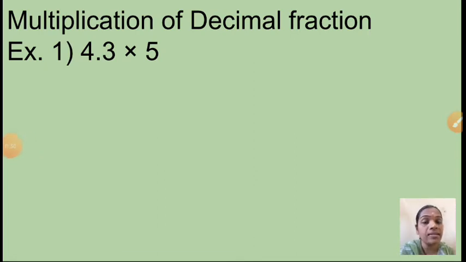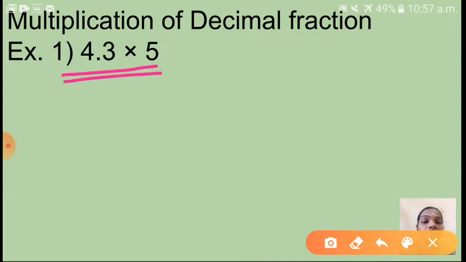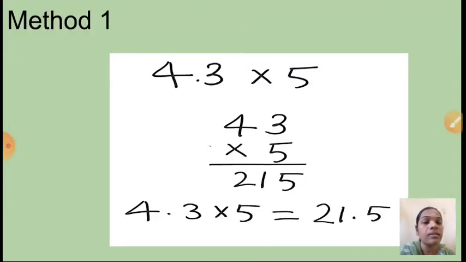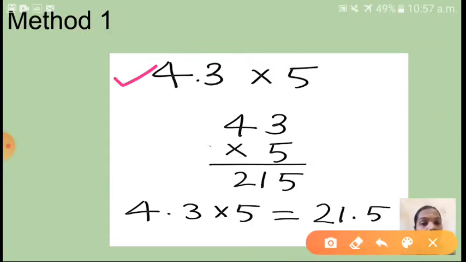So children, see here, the next one is multiplication of decimal fractions. It is so easy, children, normal multiplication. Here is the example I have given: 4.3 into 5. Here I will teach you 2 methods. The first method, see here, this is your question, isn't it, children? 4.3 into 5. The first method is normal multiplication.